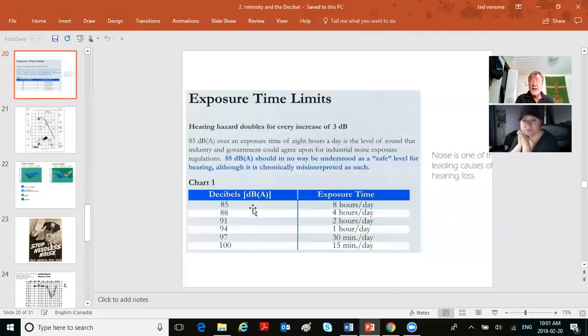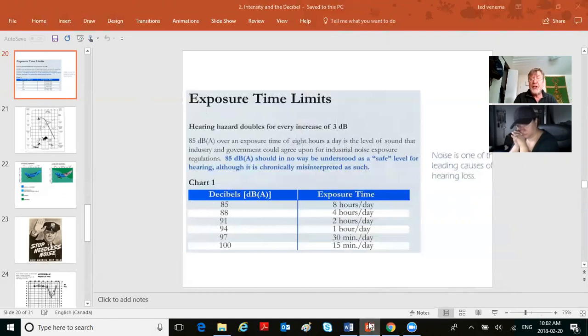Some states, it's a 3 decibel increase. Some states, it's a 5 decibel increase or whatever. What I need you to know, basically hold the anchor of 85 and 8 hours a day. And as you increase your decibels by 5, your allowed time exposure goes down by half. Okay, that's the general rule of noise-induced hearing loss. We're on that last page.